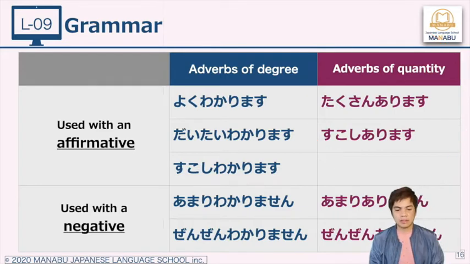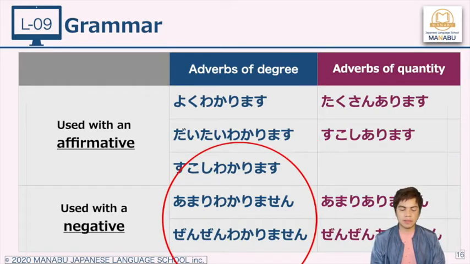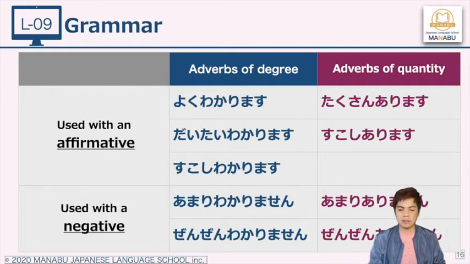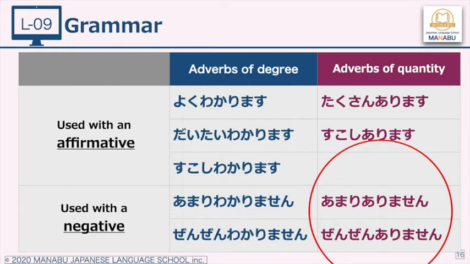I have a little. So when we use these adverbs with a negative sentence, we can only use amari and zenzen. So amari wakarimasen, you can translate it, I don't understand much, just like sukoshi, I understand a little. Next is zenzen wakarimasen. So if we attach zenzen to a negative sentence or negative word, it means not at all. So zenzen wakarimasen, I don't understand at all. Next, if we use it as an adverb of quantity, amari arimasen, so it means I don't have much, and zenzen arimasen, I don't have at all.